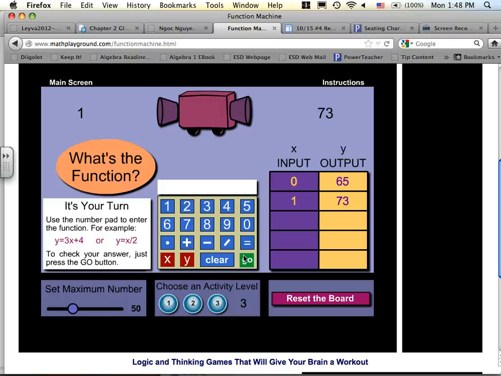So it goes by 8. So how do you define your function? Equals what? 8? Okay. Thank you very much. Do you see a pattern or no? Do you see a pattern yet?